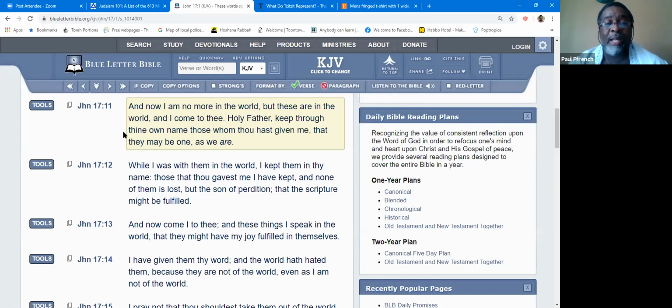So even though in Deuteronomy 6 it says, Yahweh Israel, the Lord our God is one, Yeshua is saying both of them are one. That's what one means. You can have more than one person being one, like a family, one family. All right, continue.